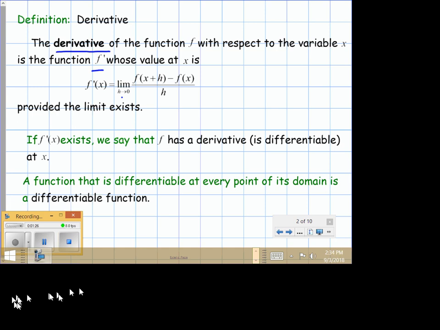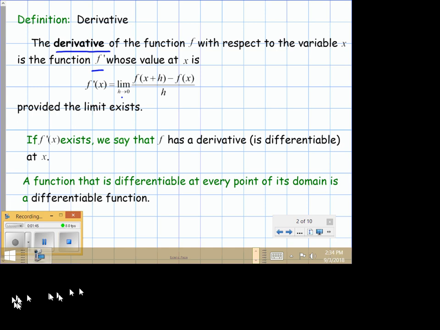Now, the difference between what we've done before and what we're doing now is that here it is going to be an x, not an a, it could be a number. And we have to have provided the limit exists. So that's a key part of it, does the limit exist?